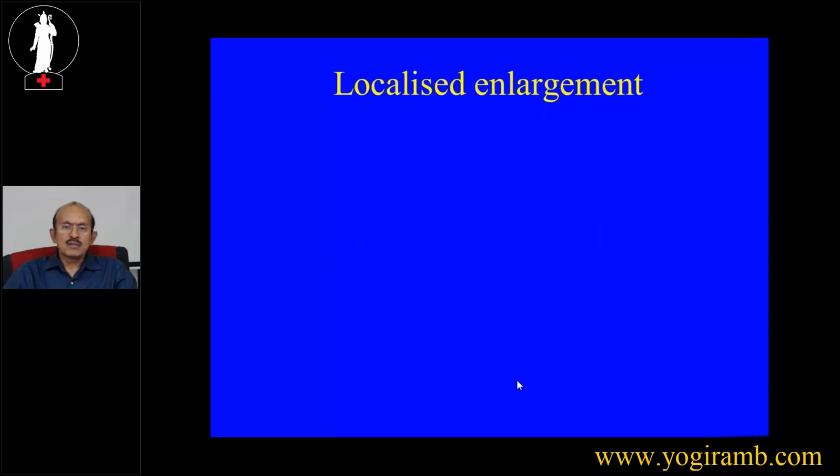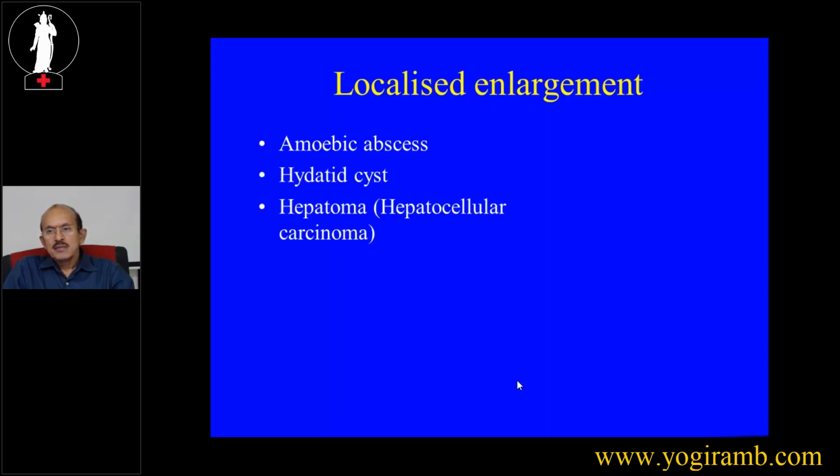Localized enlargement of the liver, with or without jaundice. What are the conditions you think of? Riedel's lobe. Next. Liver abscess, hydatid cyst, amoebic abscess of the liver, hydatid cyst. Next. Primary hepatocellular carcinoma. Very good. Solitary secondary from colon cancer. Very good. Excellent.